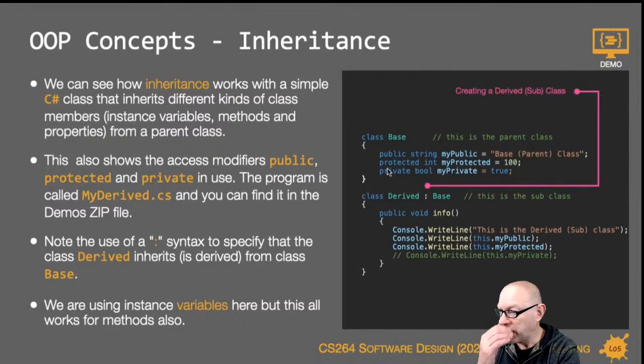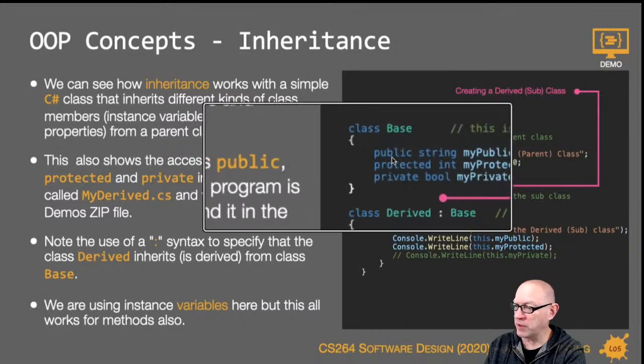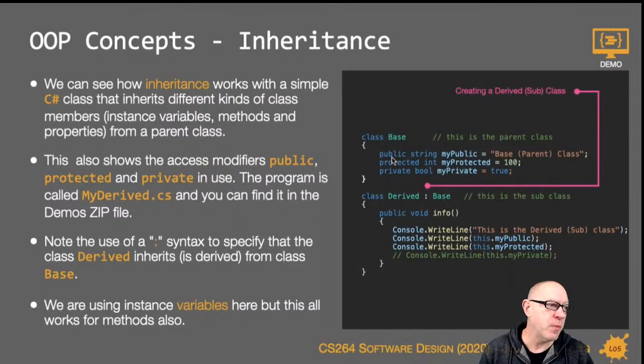Let's have a look at what's in the base class. This particular example has no methods at all. It just deals with instance variables and the access associated with those instance variables, and you don't have to worry about the methods. The same rules apply to the methods as well.